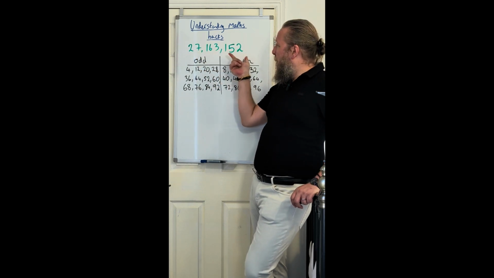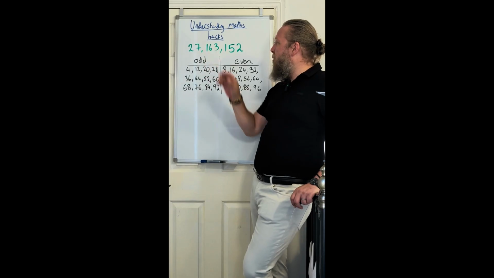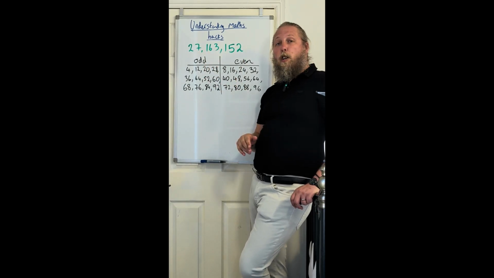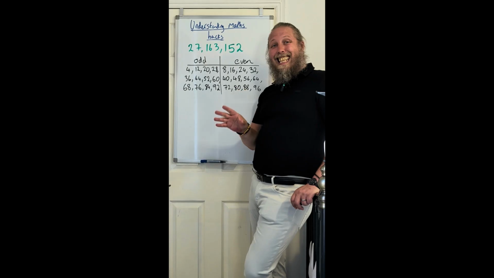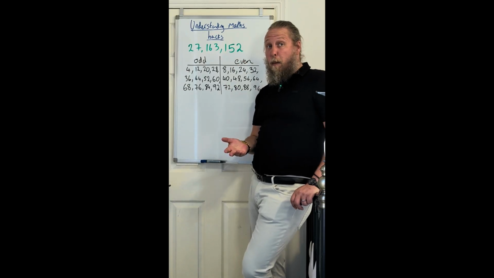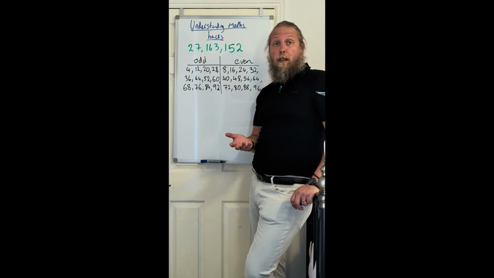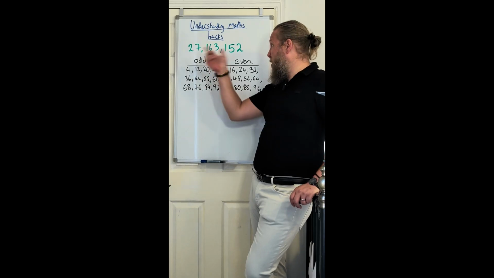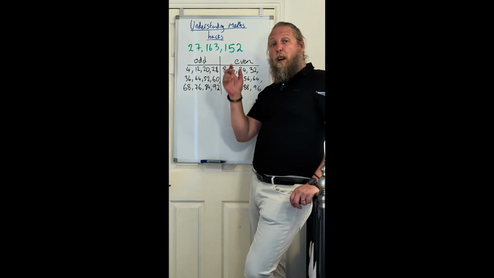So for this number as an example, 27,163,152. Is this a multiple of 8 or not? Can this number be divided by 8? Now, of course, we could actually just divide it by 8. And if we're very, very good with things like the division algorithm, short or long division algorithm, we could just divide that by 8.